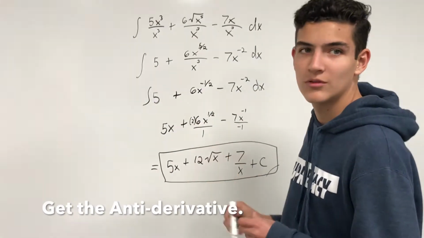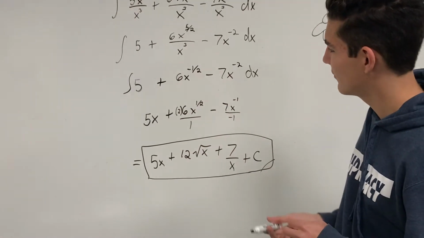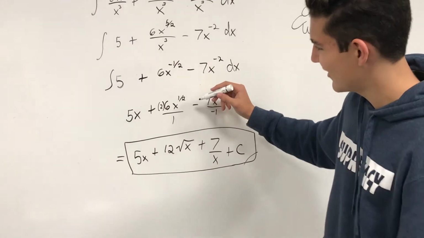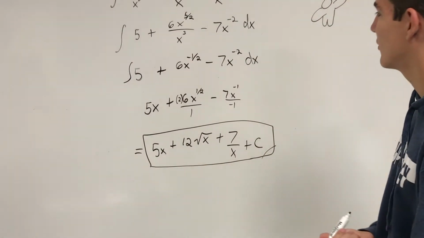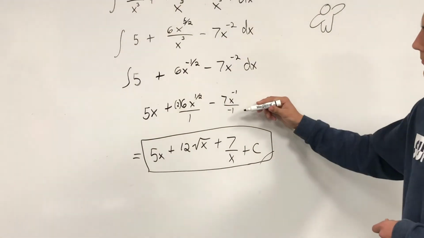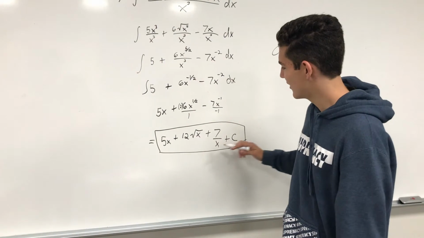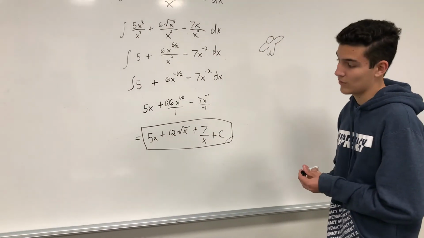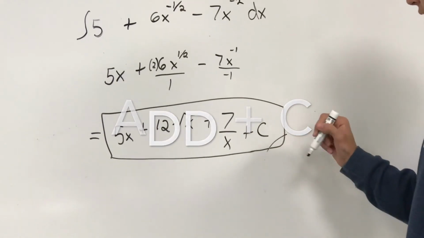Then you do the antiderivative, that gives you 5x plus 2 times 6x to the 1/2 minus 7x to the negative 1 divided by negative 1. So this is the answer: 5x plus 12 square root of x plus 7 over x plus 8.